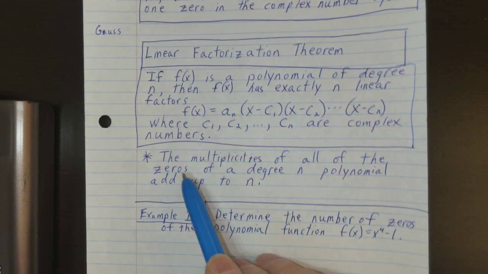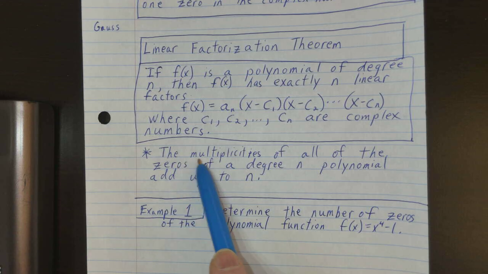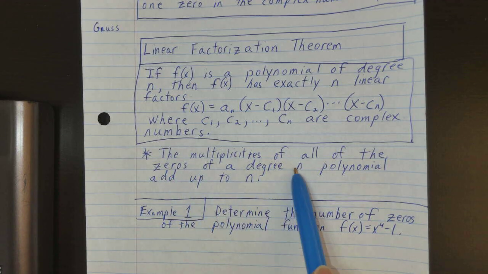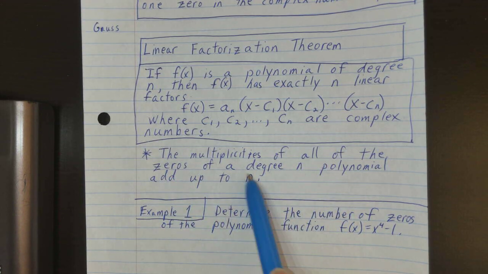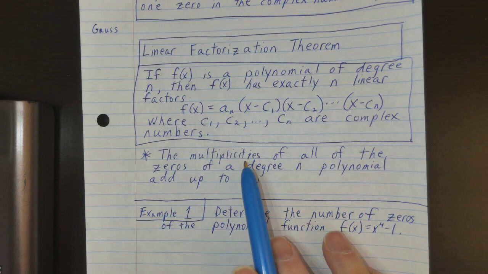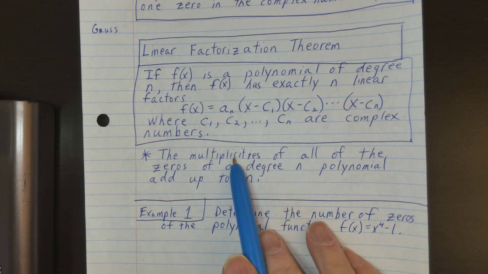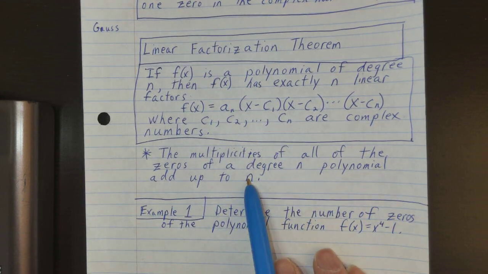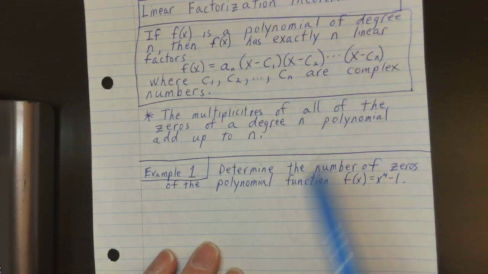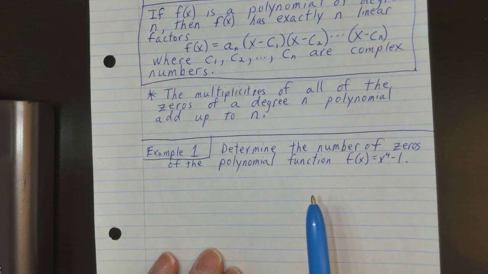Now I added just a little bit to that. So the multiplicities of all of the zeros of a degree n polynomial add up to n. You know how we talked about multiplicities. If you add all of the multiplicities of all the zeros of a polynomial, you will get n. All right, well, let's take a look at example 1 here.